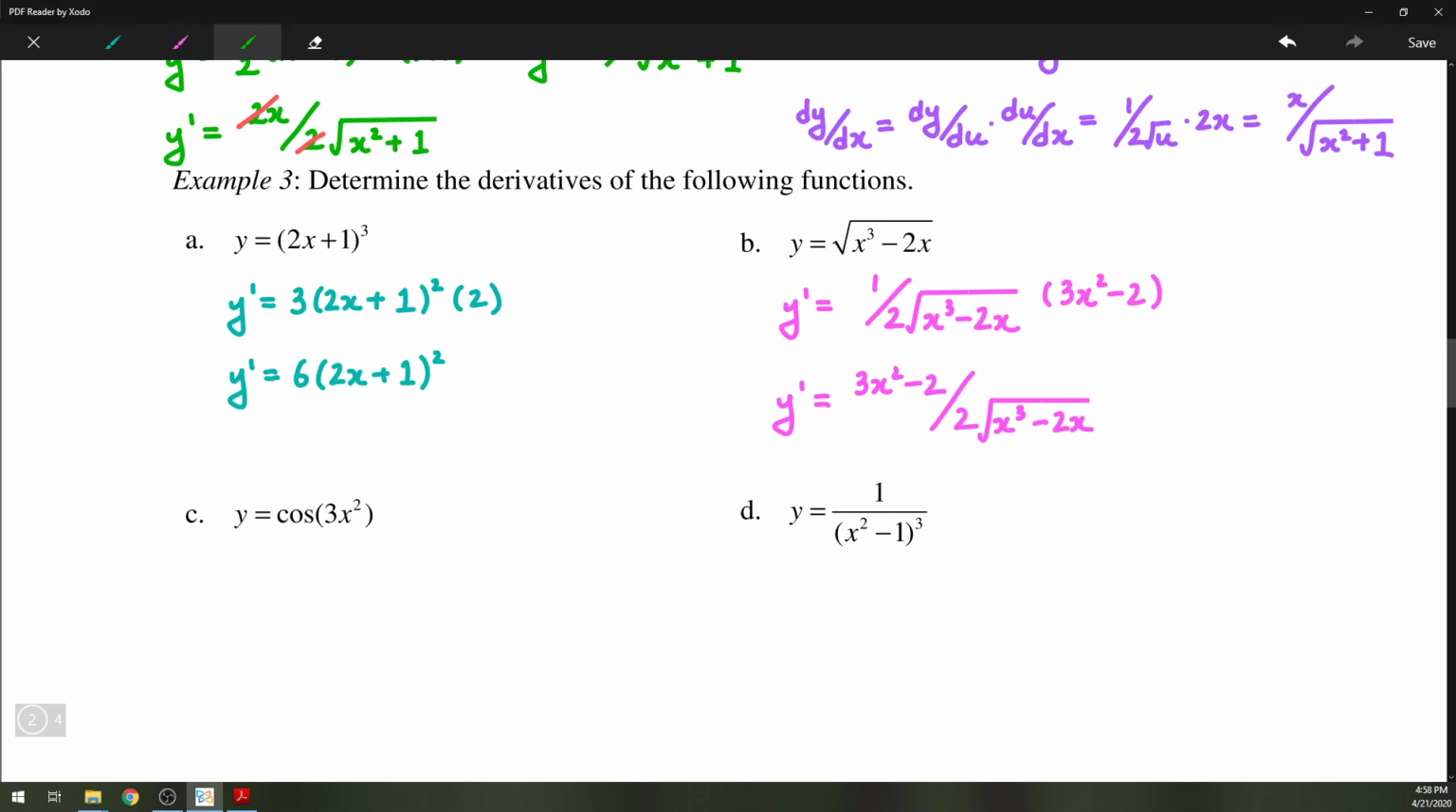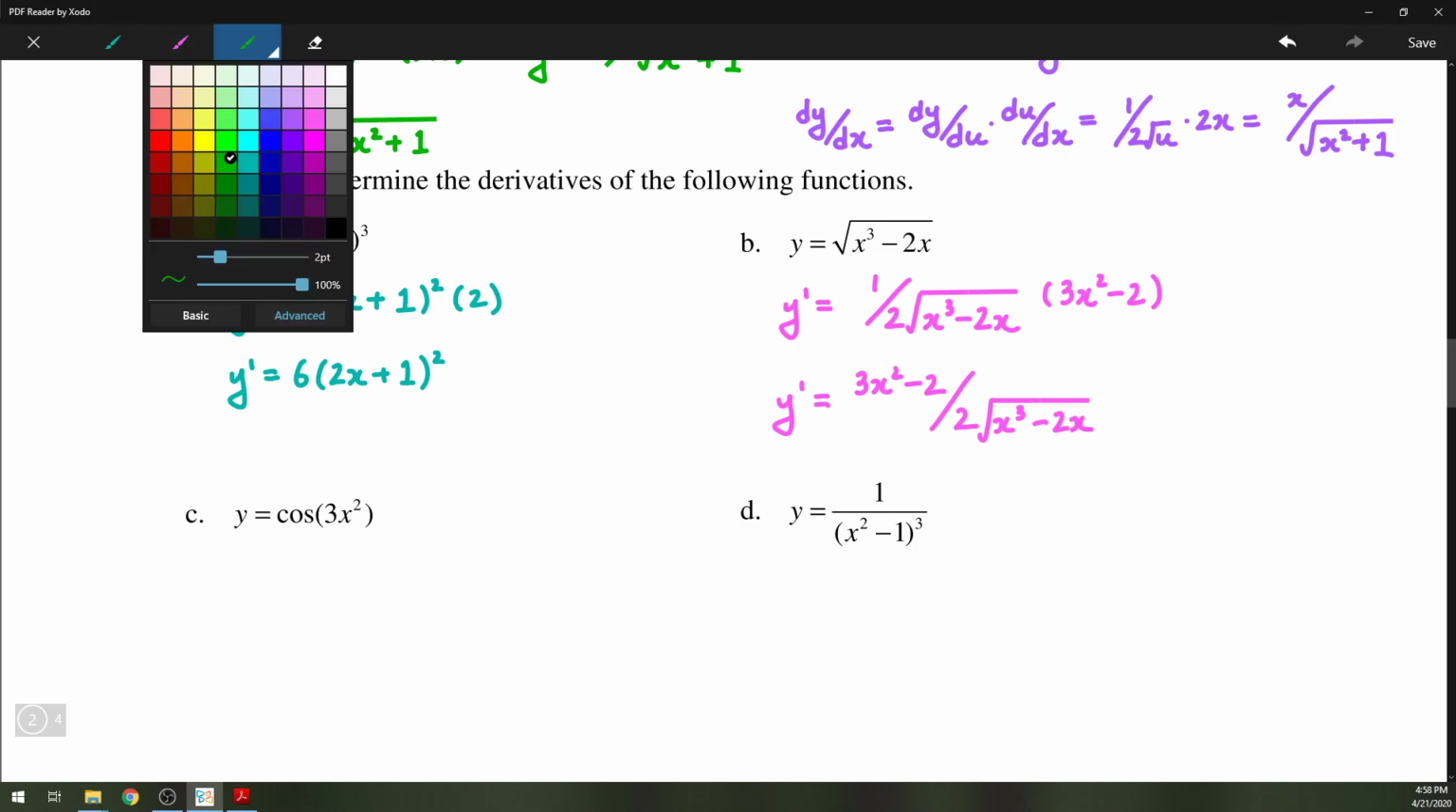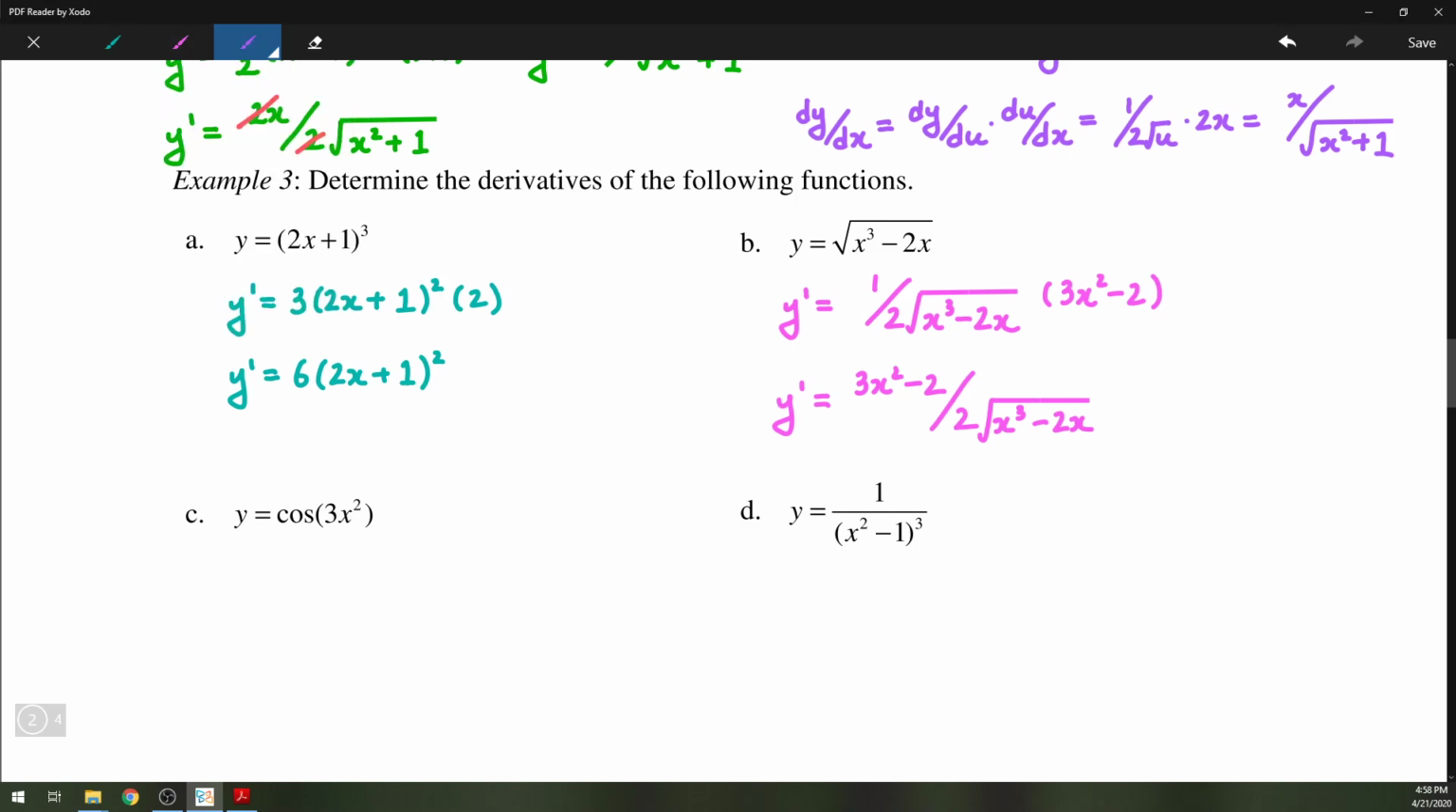All right, and then we have, in the next example, cosine of 3x squared. We'll take the derivative of cosine, which is negative sine, still of 3x squared, of course. And then the derivative of 3x squared is 6x. In this case, there's not much simplifying to do. You can just write it as negative 6x sine 3x squared.